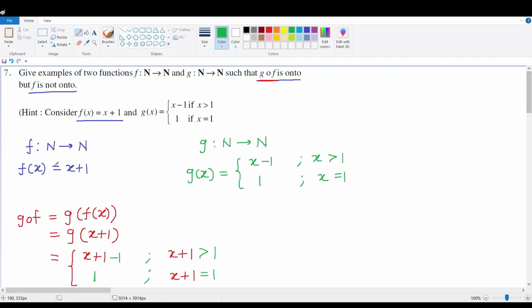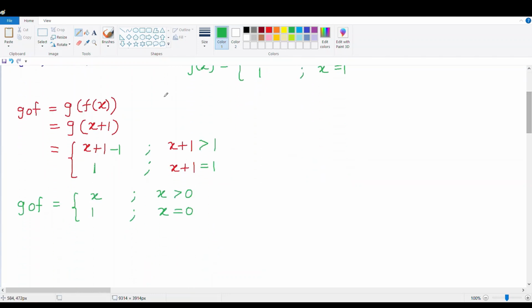Now your function f is from N to N, and your g is from N to N. So of course your g of f is going to be from N to N, right? Your function f was from N to N.